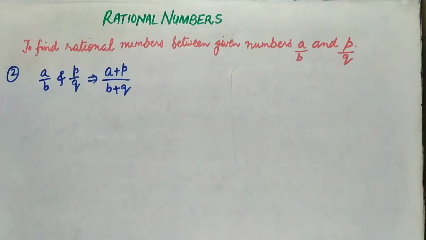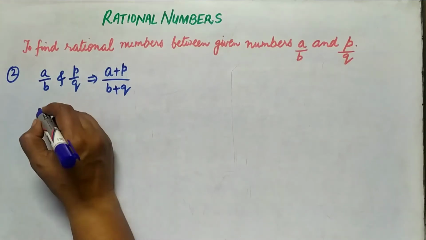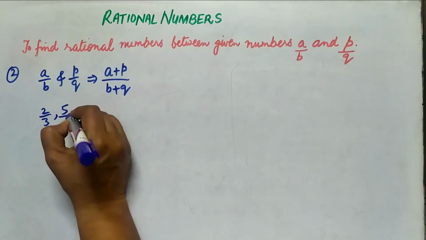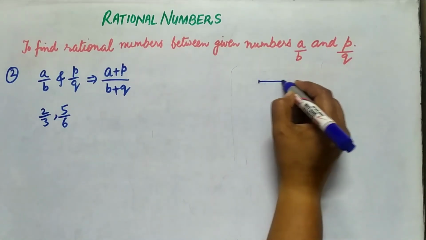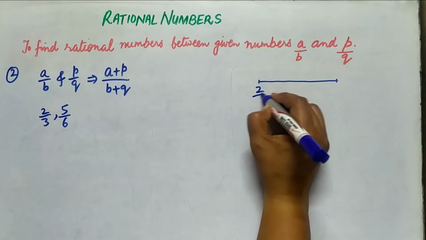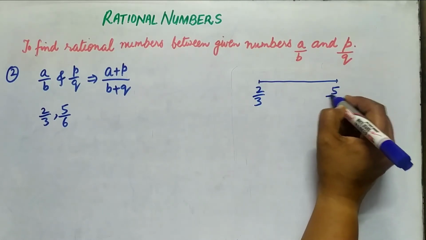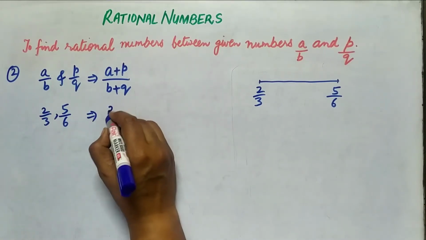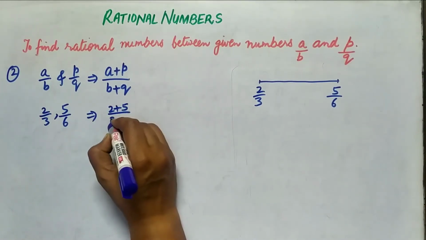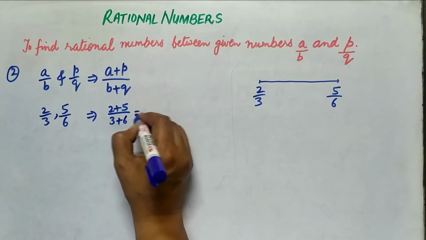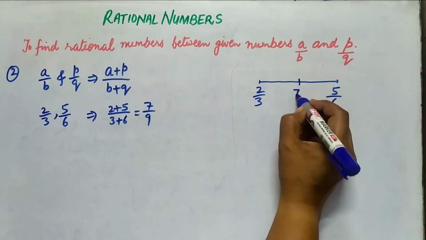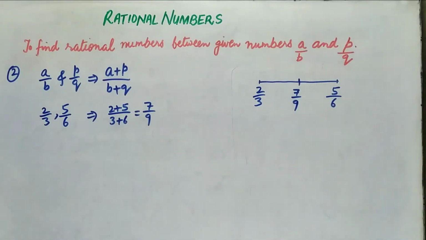Let us see with the help of example. We take 2 by 3, 5 by 6. These are the two numbers 2 by 3 and 5 by 6. So first sum of numerators 2 plus 5 upon 3 plus 6. It is 7 by 9. It lies here, 7 by 9. One number we have found.